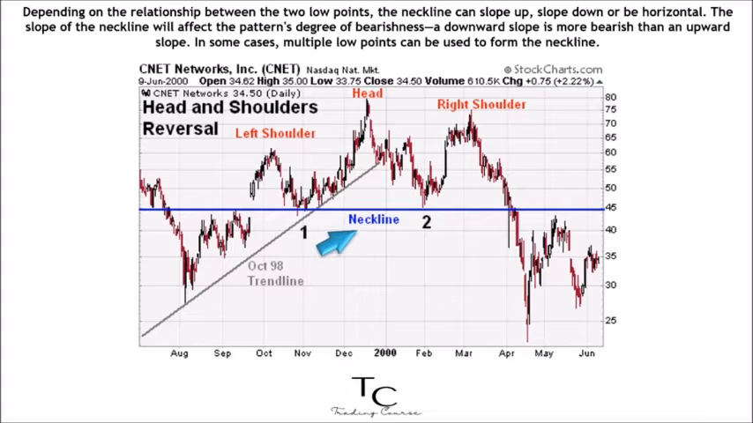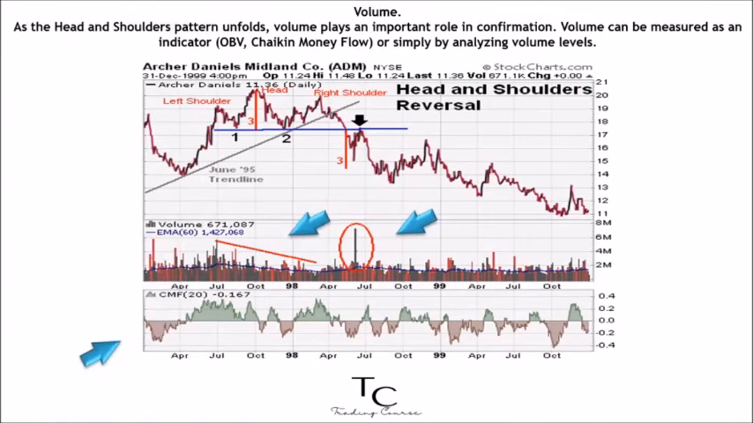The slope of the neckline will affect the pattern's degree of bearishness. A downward slope is more bearish than an upward slope. In some cases, multiple low points can be used to form the neckline.